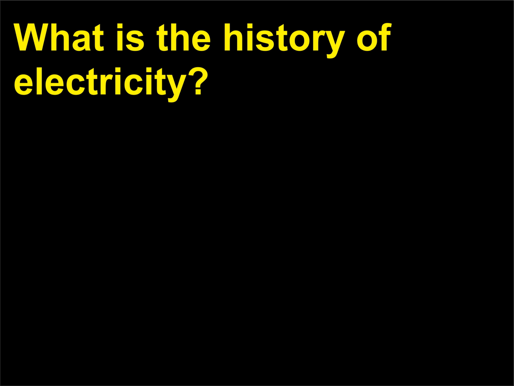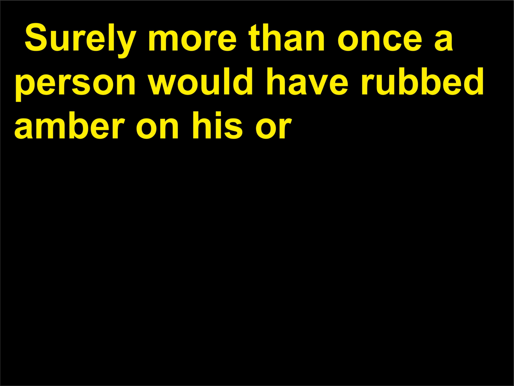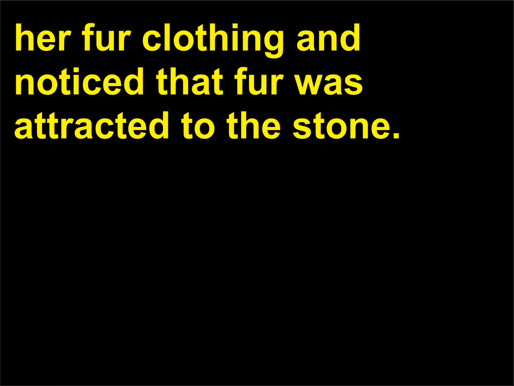What is the history of electricity? Prehistoric people valued and traded amber, a gem-like material that is petrified tree sap. Surely more than once a person would have rubbed amber on his or her fur clothing and noticed that fur was attracted to the stone. Perhaps she rubbed it hard enough to produce sparks.